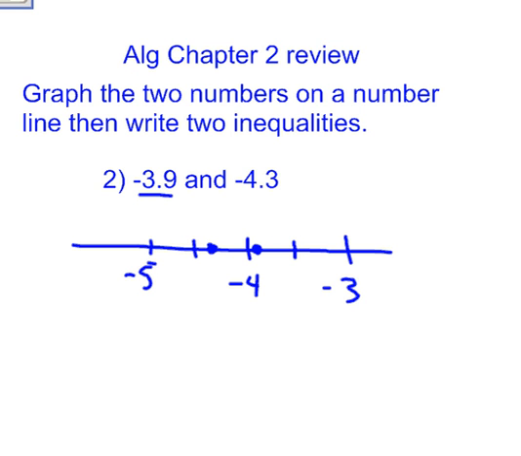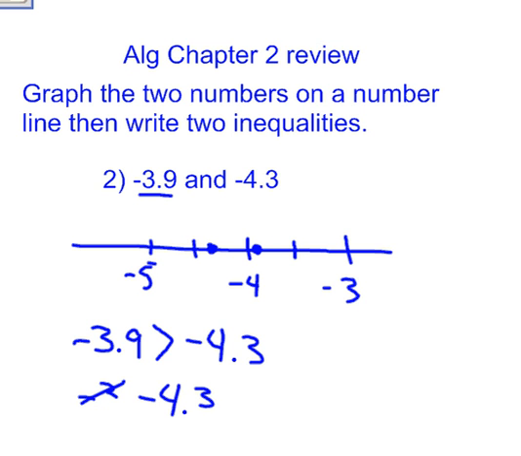Now we have to write two inequalities. Well, which one is greater? Negative 3.9 is greater than negative 4.3. And then we have to write another inequality where we could write negative 4.3 is less than negative 3.9.